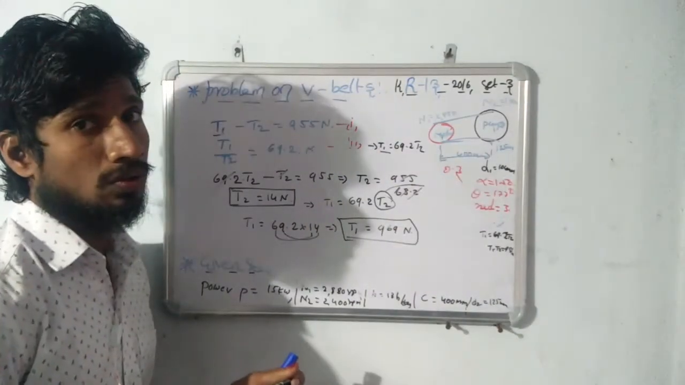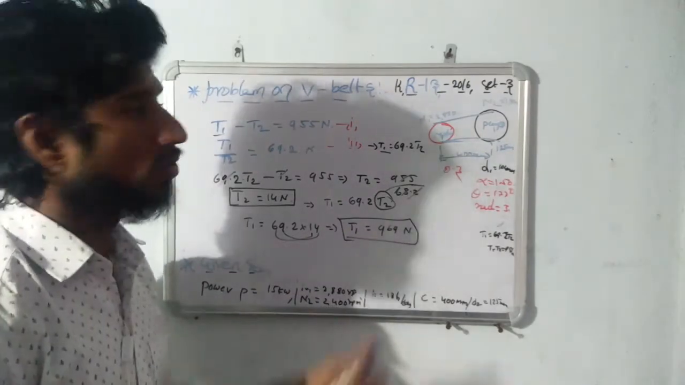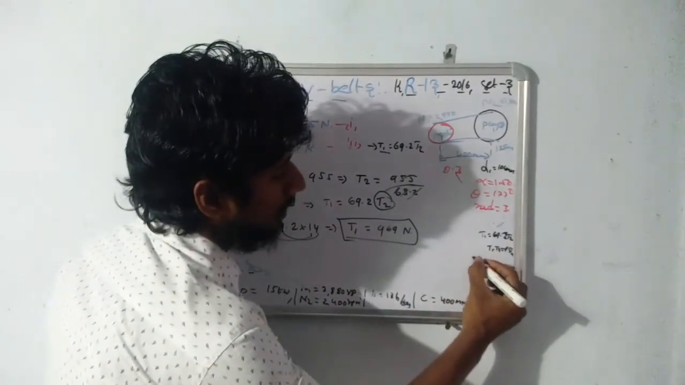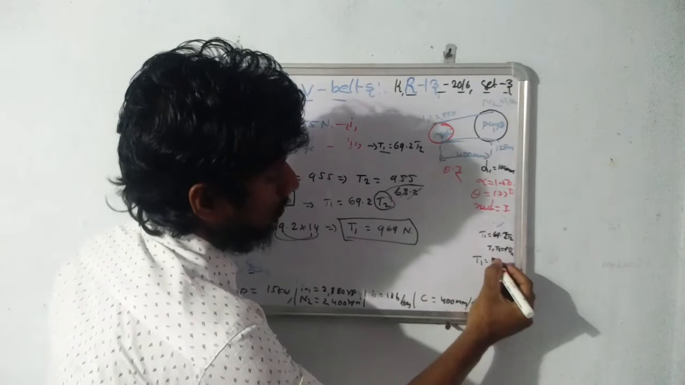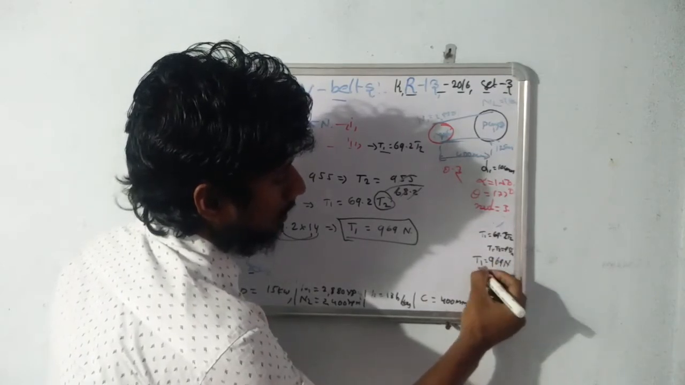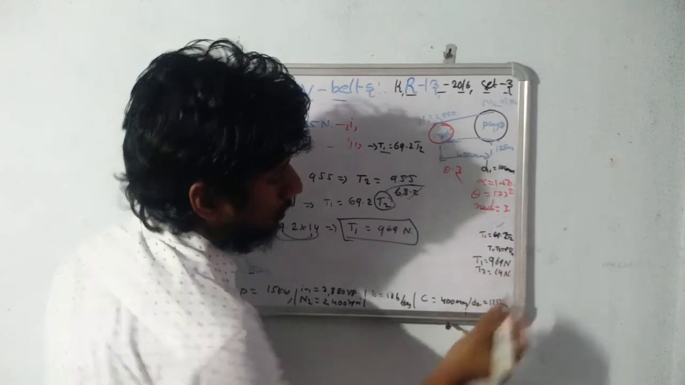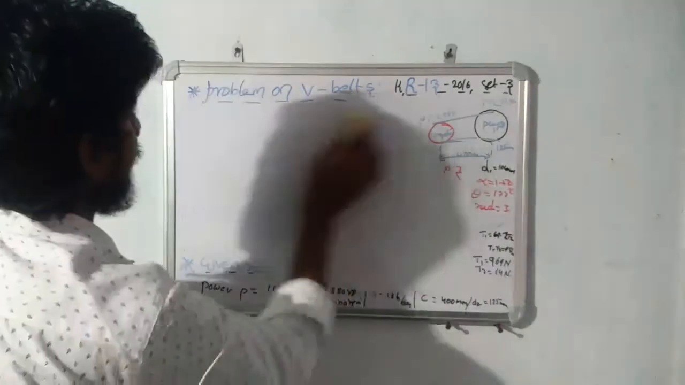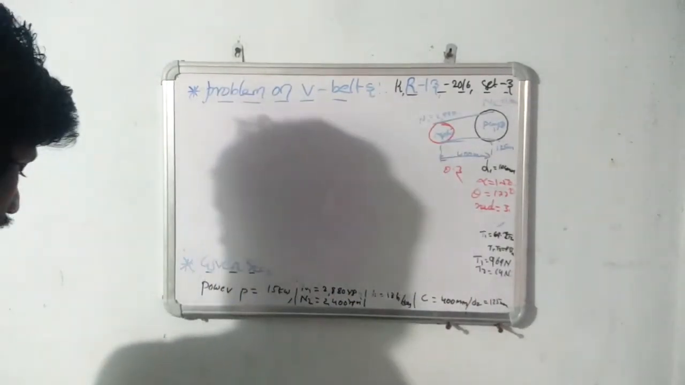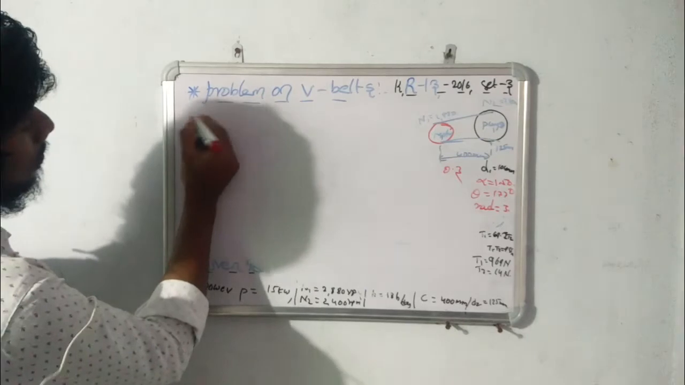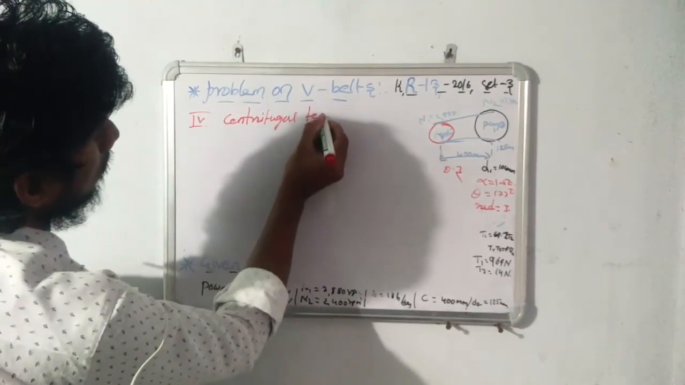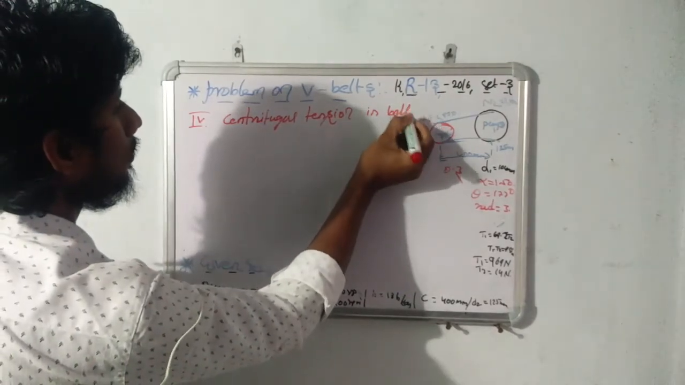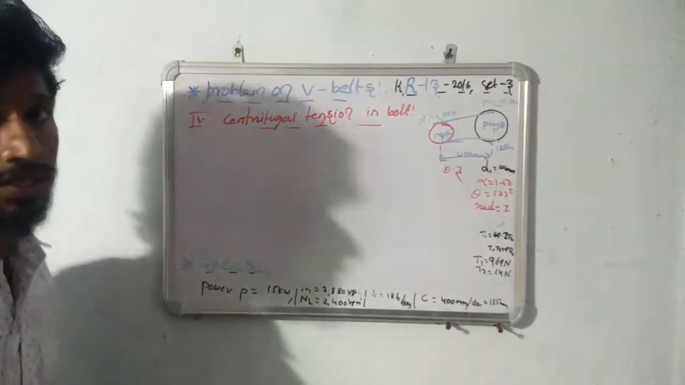And next we are going to find out about the centrifugal tension. So what is the centrifugal tension acting in the belt? So write down the T1 and T2 values here. The T1 equal to 969 newtons and the T2 equal to 14 newtons. Let's see the centrifugal tension in the belt.